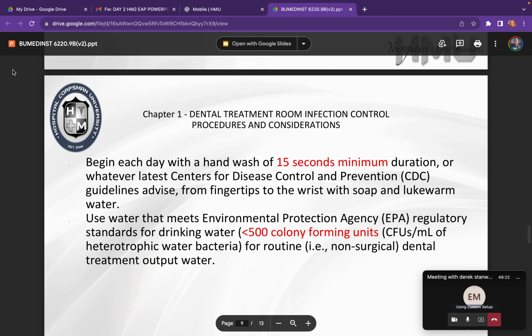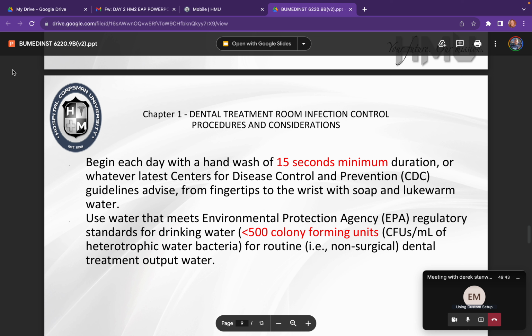So if it's filled up all the way and it's more than 500 colony forming units, we know that there is bacteria in the water, and the water is not safe to be used on patients, right? So all water has to have less than 500 colony forming units. To make you feel safe, most of the time there's nothing on there. Most of the time.